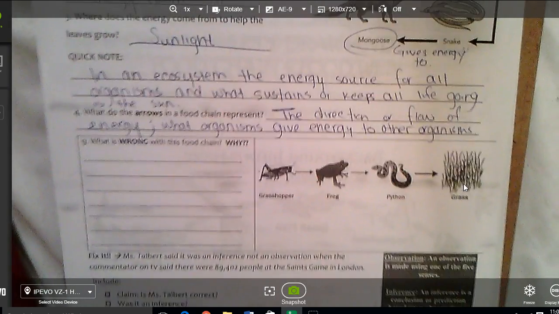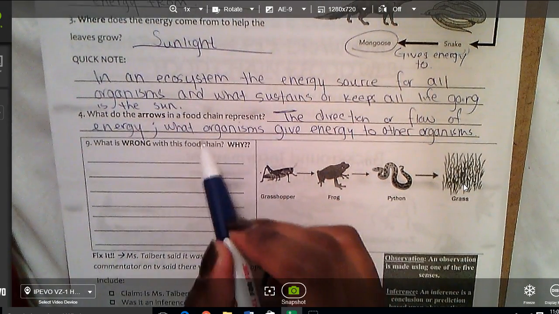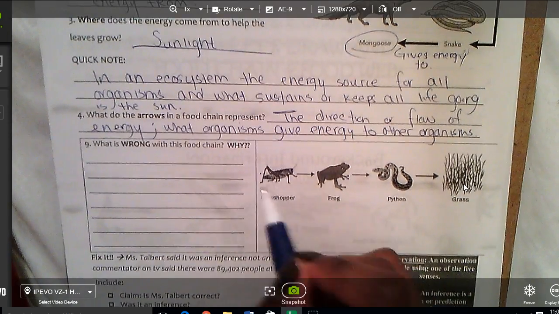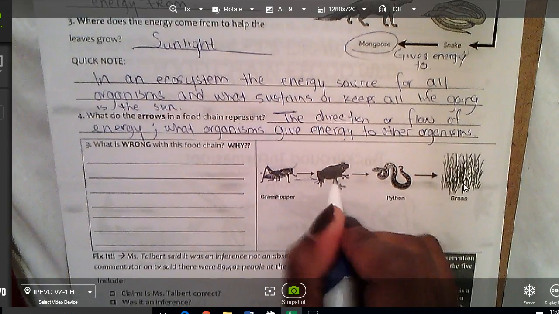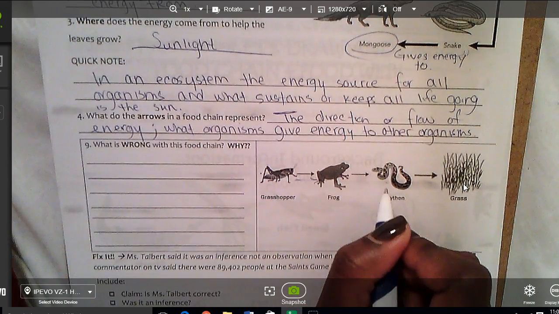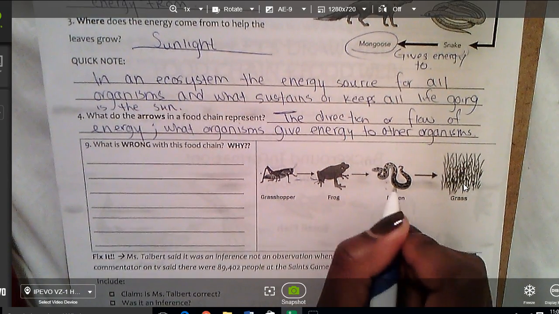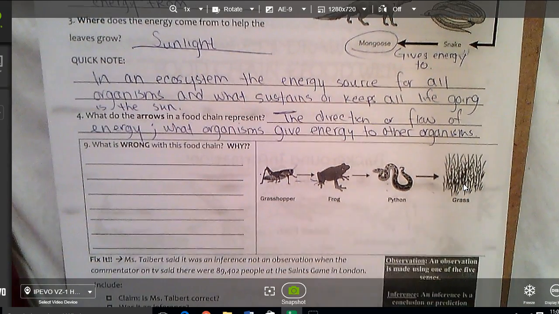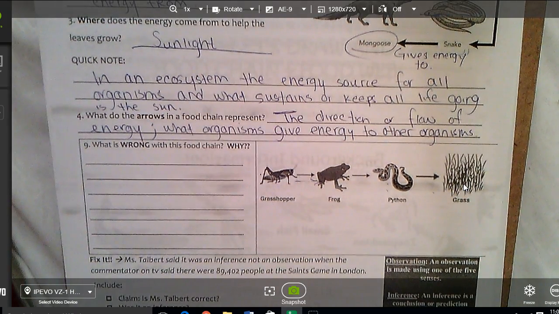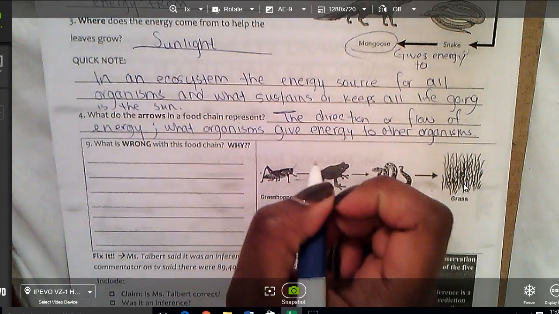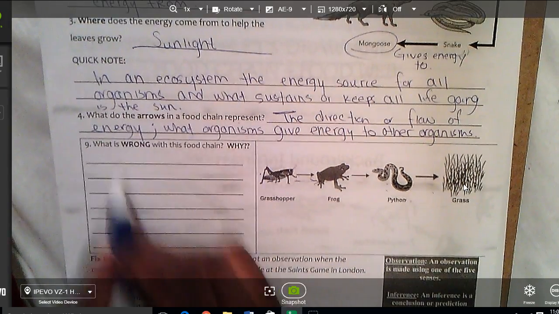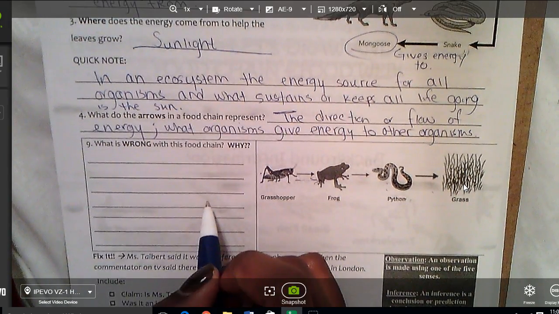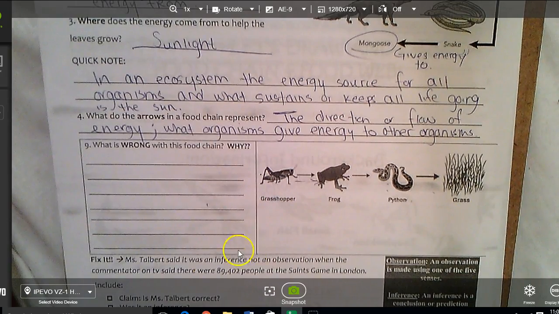Let's take a look at the next question. It says, what is wrong with this food chain and why? So we see a grasshopper. The arrow goes over, it gives energy to the frog, gives energy to the python, which is a form of snake, and the snake gives energy to the grass. What I want you to do right now, go ahead and pause the video, put your thumb in the air, take 1 minute silent and solo, see if you can identify the problem in this food chain, write your answer in a complete sentence here. Ready? Go.